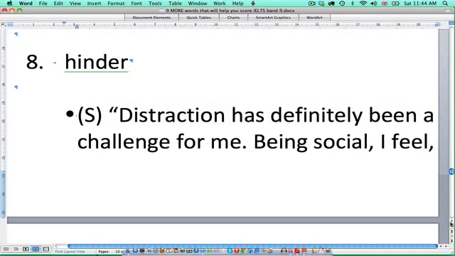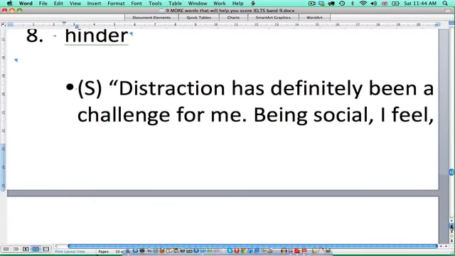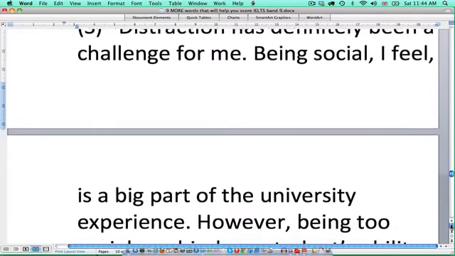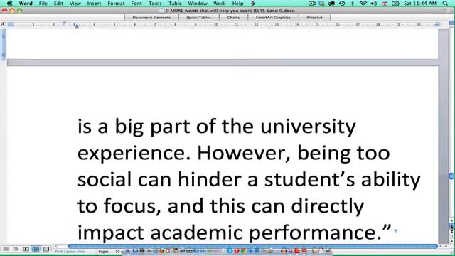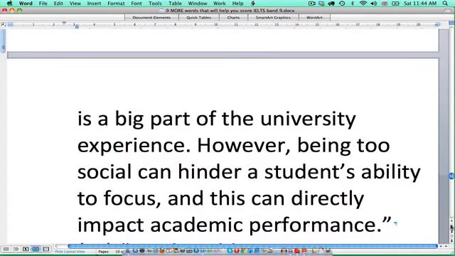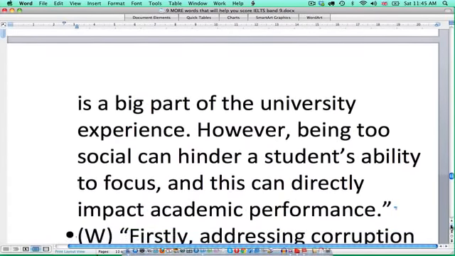So distraction has definitely been a challenge for me. Being social, I feel, is a big part of the university experience. However, being too social can hinder a student's ability to focus, and this can directly impact academic performance.